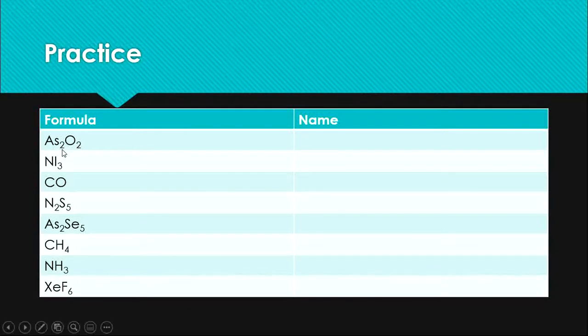So we have di-arsenic, di-oxide. So again, the 2 is represented by the prefix di, and then you name that element arsenic. As is arsenic. And then the next part of the name, 2, di for 2, and oxygen would change into oxide because that's the second part of the name.